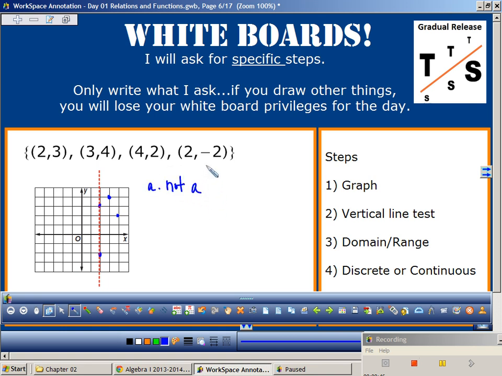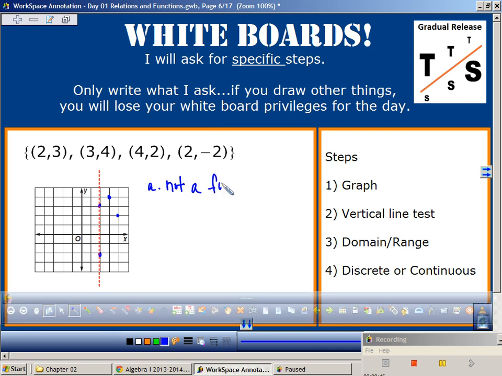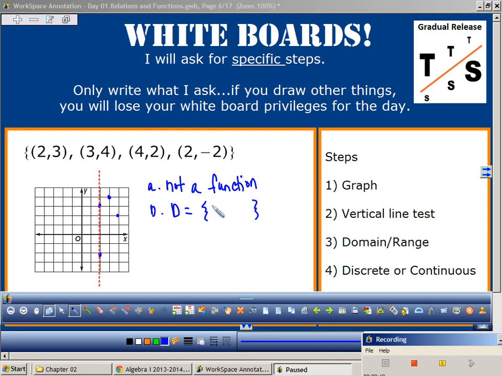You can try those over there too. So not a function. B, I need my domain values. Please show me my domain values. I just want the domain values. Okay, again, very good. We have a 2, a 3, and a 4.